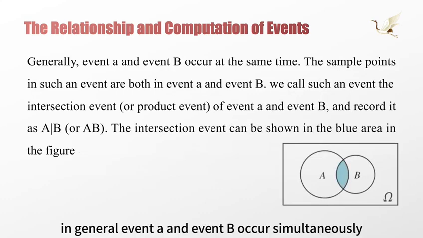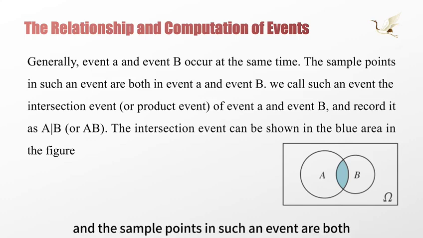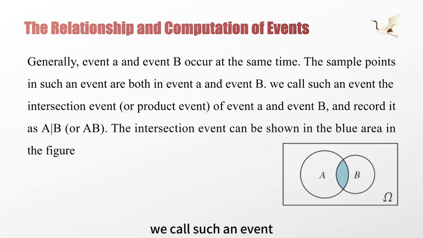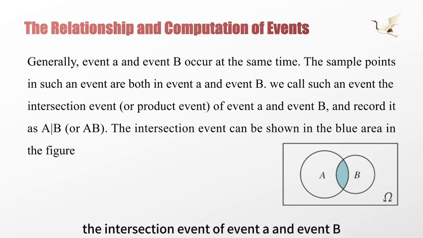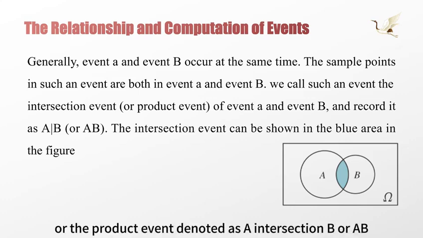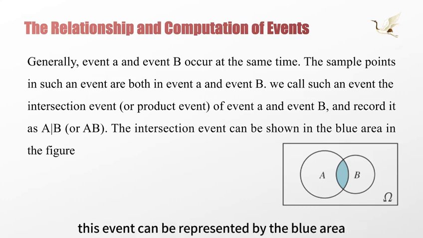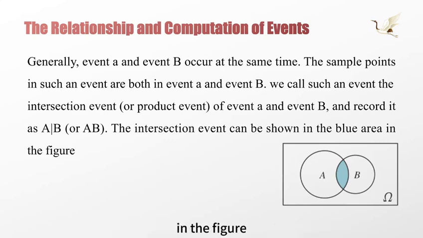In general, when event A and event B occur simultaneously, the sample points in such an event are both in event A and event B. We call such an event the intersection event of event A and event B, or the product event, denoted as A intersection B, or AB. This event can be represented by the blue area in the figure.